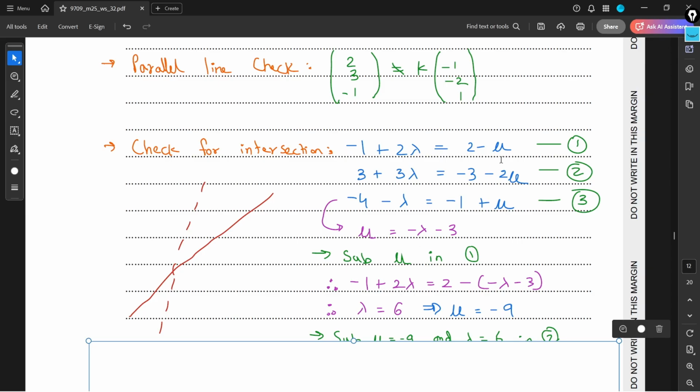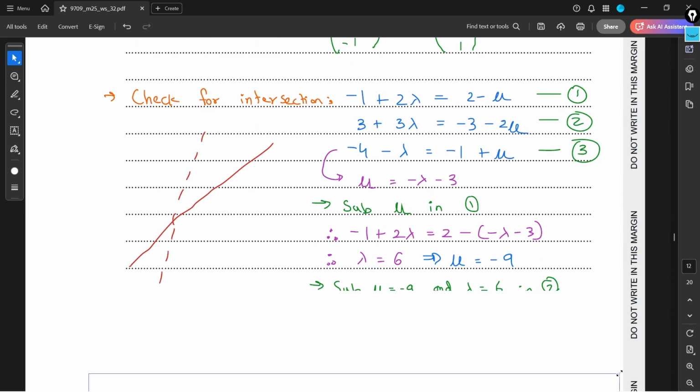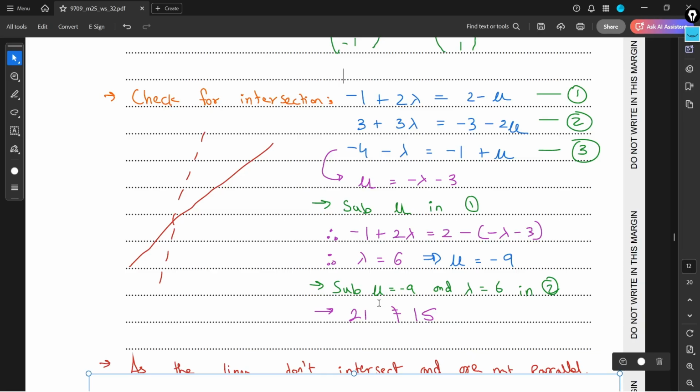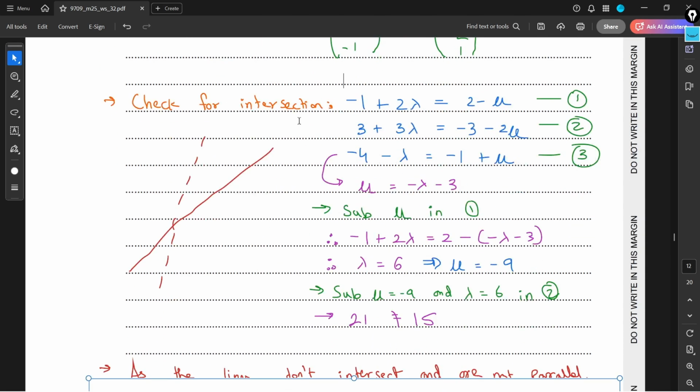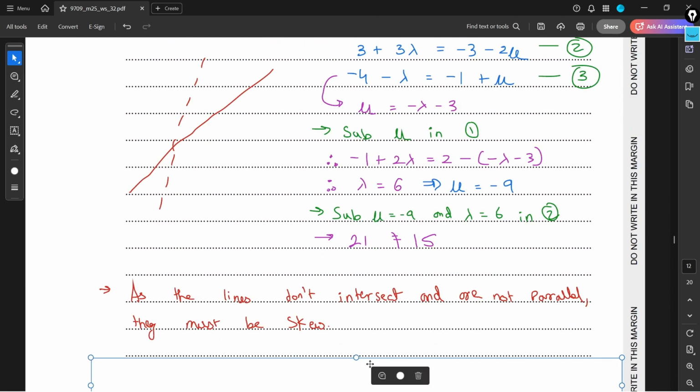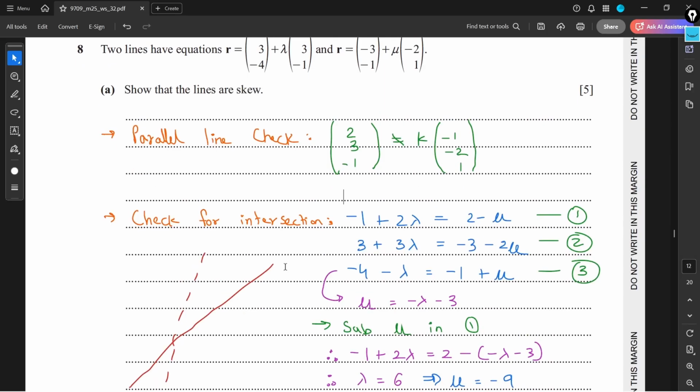And now that I know that I haven't used the second equation, I'm going to put my lambda on the left hand side and the mu on the right hand side and see whether my y coordinates are equal to each other or not. In doing this process, I can see that the y coordinates are not equal to each other, because of which, as the lines are not parallel nor intersecting, it means that the lines must be skew. And that is how we do this particular part.